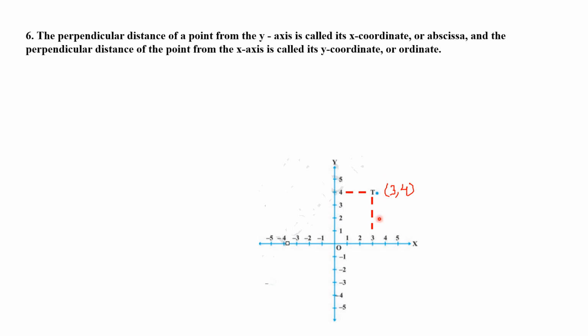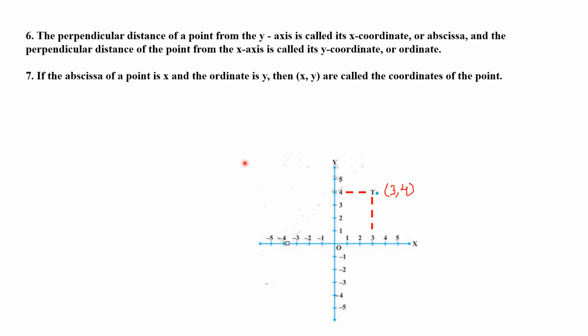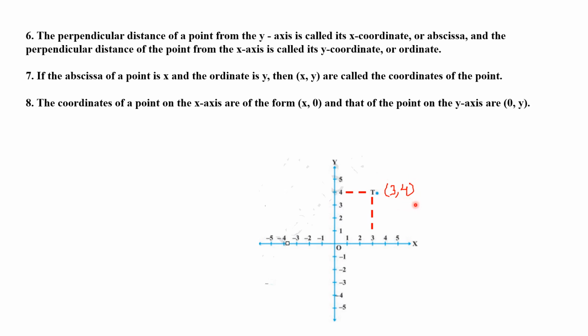And the perpendicular distance of the point from the x-axis, this is the x-axis, this is the perpendicular distance, will give the y-coordinate. So from here we can see the y-coordinate is 4 units, and the y-coordinate is also known as ordinate. So if the question is what is the ordinate of point T, we have to say it is 4. If the abscissa of a point is x and the ordinate is y, then x, y are called the coordinates of the point. So when you have to write the coordinates of a point, first we have to write the x-coordinate and then the y-coordinate. So this is the ordered pair x, y.